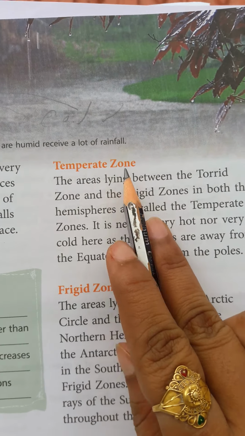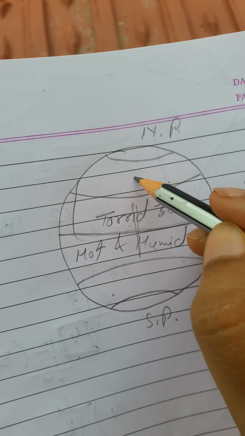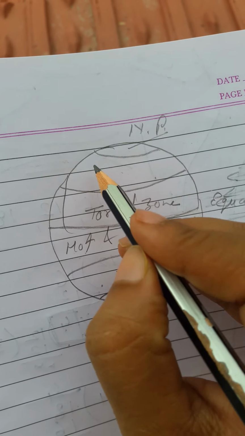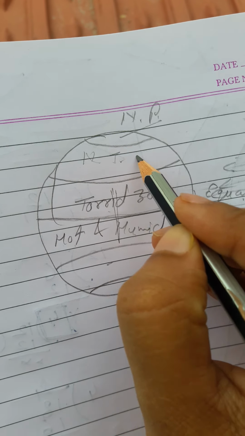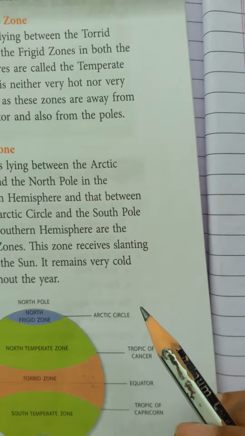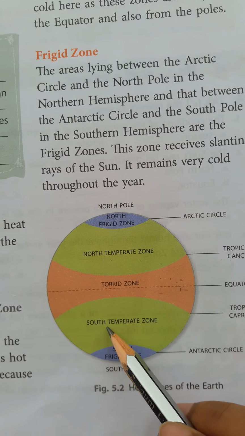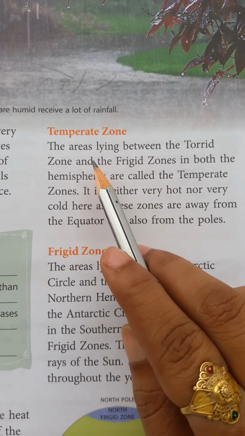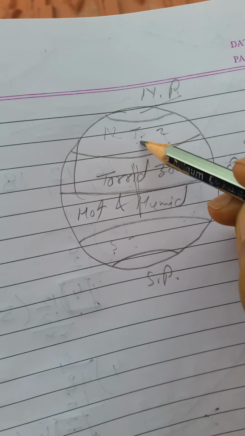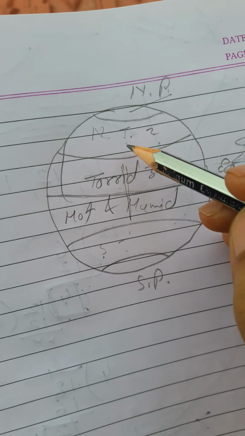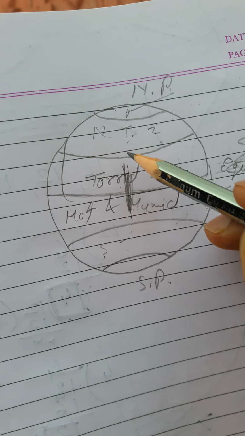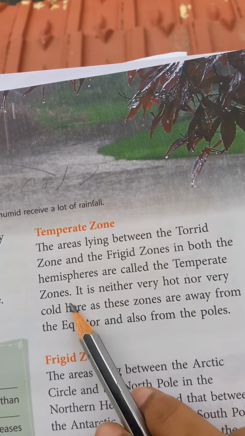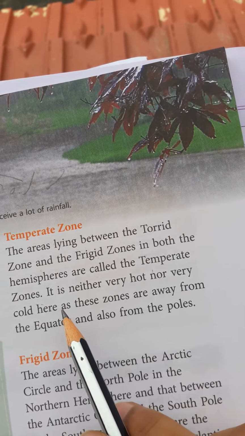Then next is temperate zone. So above the torrid zone, and this is frigid zone, this is northern temperate zone, this will be southern temperate zone. As these areas are lying between torrid and frigid zone, ये जो टेम्परेट जोन है ये टोरिड जोन के और फ्रिजिड जोन के बीच में है. That is why it is known as temperate zone, whether it is in north or south.